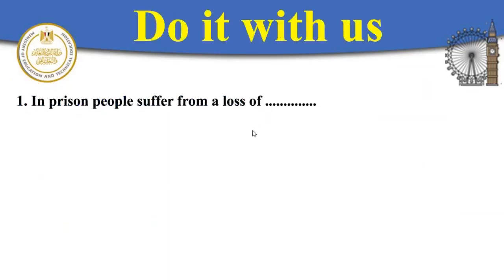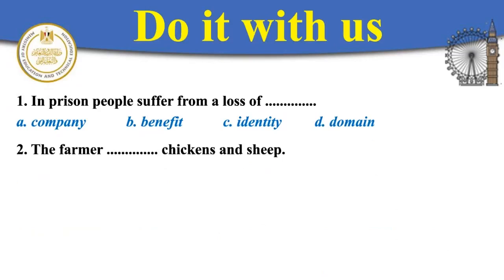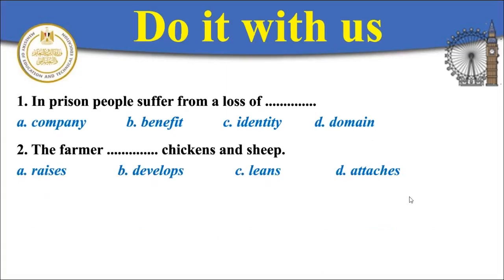The sentence said here, in prison, people suffer from a loss of, what do you think? Company, benefit, identity, domain. It's a loss of identity. The farmer raises chickens and sheep: raises, develops, leans, attack. See, what is the farmer doing with the chickens and sheep? So it's raise.